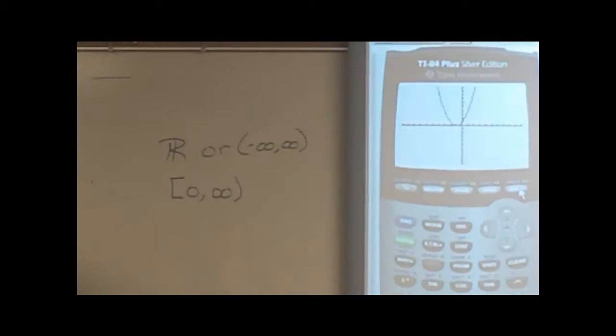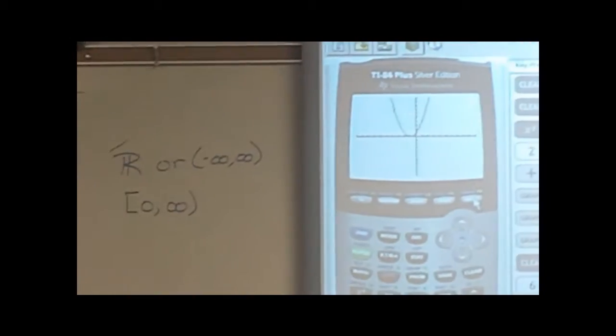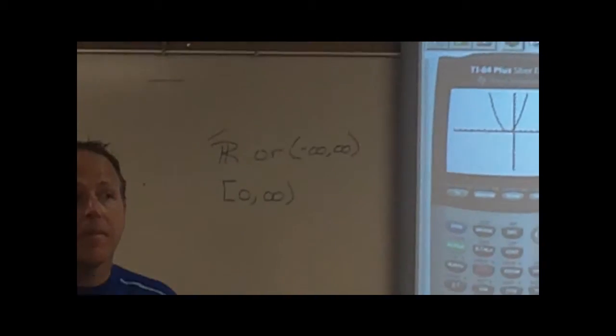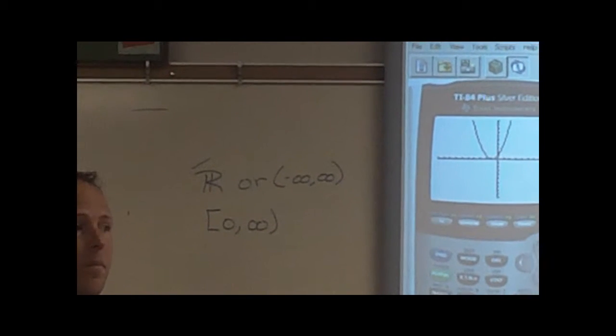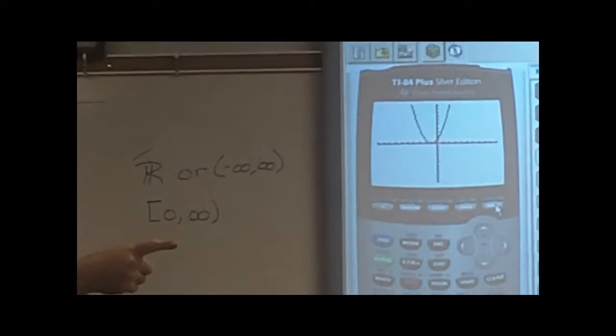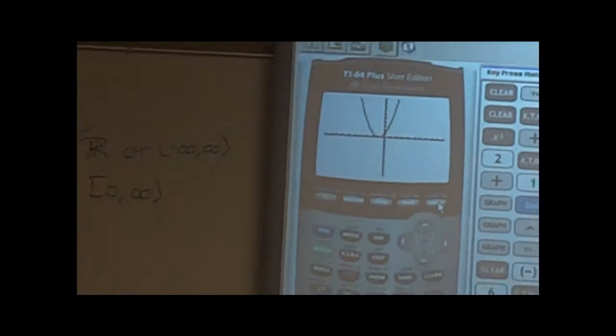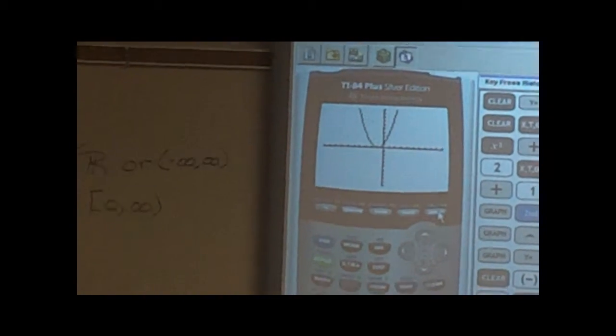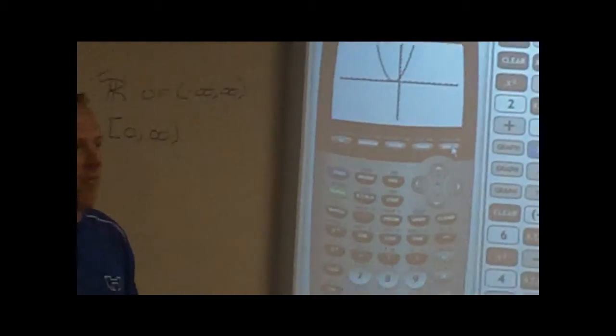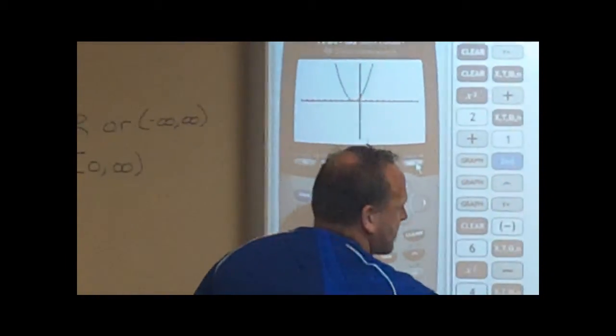Now remember, the only time your domain will not be all reals is when your variable is underneath the radical, or your variable is in the denominator of your fraction. If you don't have those two situations, you always have all reals. So those are the things we get directly from the calculator. Now, things we can't get from the calculator.